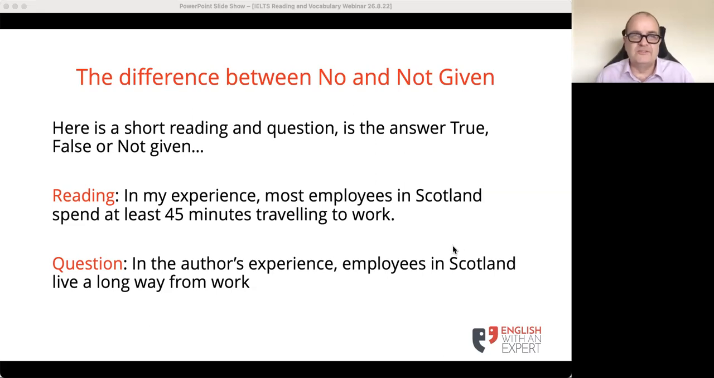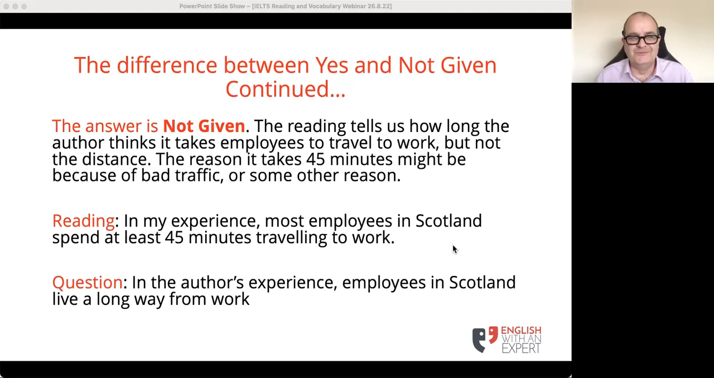And that's why I've got this example here, because this time you're both wrong. Okay, the answer is not given. Okay, why is the answer not given? The reading is talking about time. Okay, and the question is talking about distance.